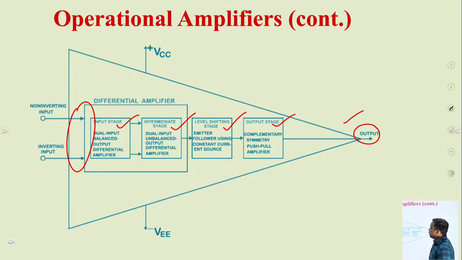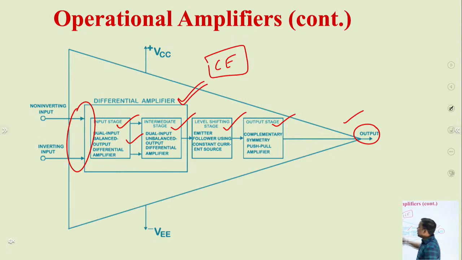The inputs are directly applied to the dual input balanced output differential amplifier. We will see what the differential amplifier circuit is. This differential amplifier circuit is basically formed with the help of two common emitter configurations. If we place two common emitter configurations side by side and take output from both, and there is a relationship, something like the difference between these two outputs, then that kind of amplifier is called a differential amplifier.